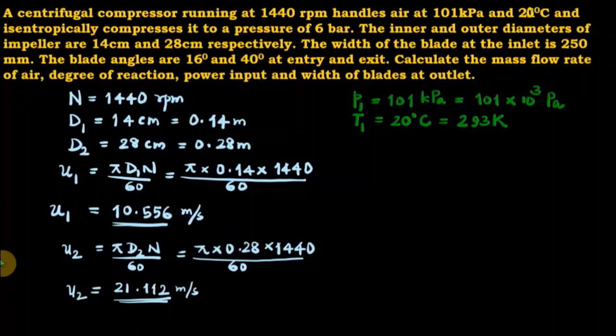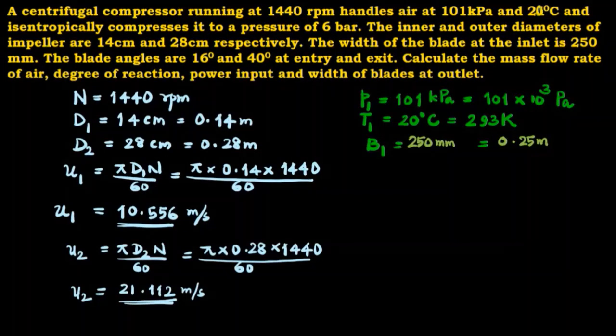The width of the blade at the inlet is 250 mm. So we write capital B1, that is 250 mm, that is equal to the width of the impeller at inlet, 0.25 meter. Now we will consider the mass flow rate. So the mass flow rate we have to find out.